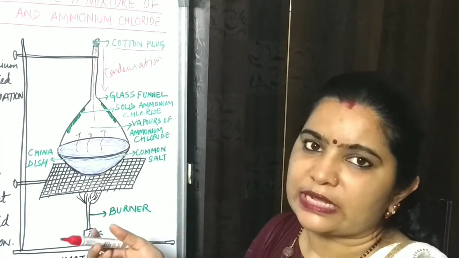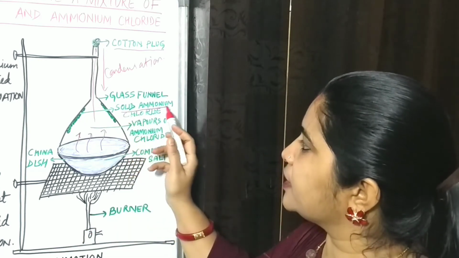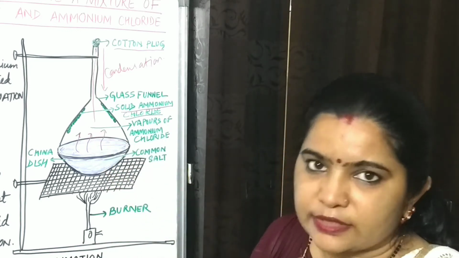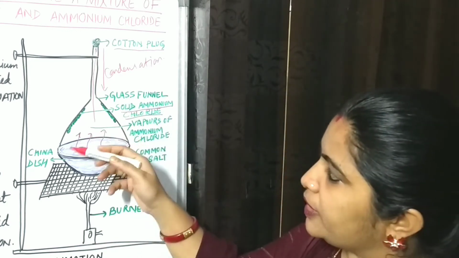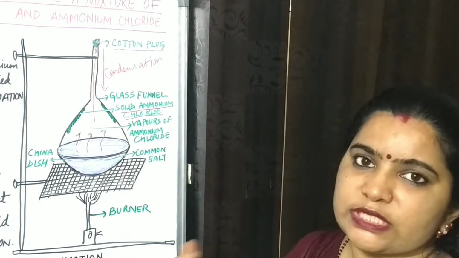Why have we taken a glass funnel here? To collect this solid ammonium chloride, so that we can see it. If it were an opaque object, you wouldn't be able to see. It is transparent, so we can see easily.